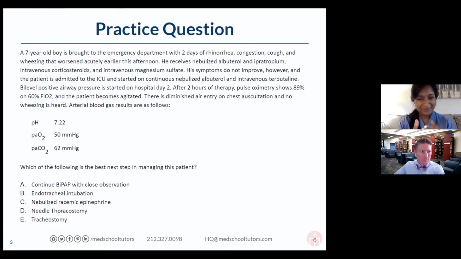Intubation, we'll come back to. Racemic epi, not really appropriate in this. Again, we've already given him nebulized duonebs and nebulized continuous albuterol, not really doing anything. Needle thoracostomy, that's for a pneumothorax. There's no real reason for me to be thinking about that right now. And tracheostomy is a more permanent solution, right? You don't do tracheostomy unless someone's already been intubated and is unable to be weaned from ventilation.